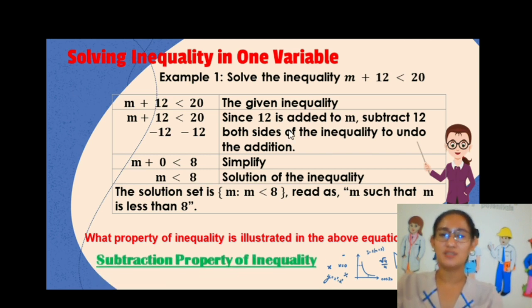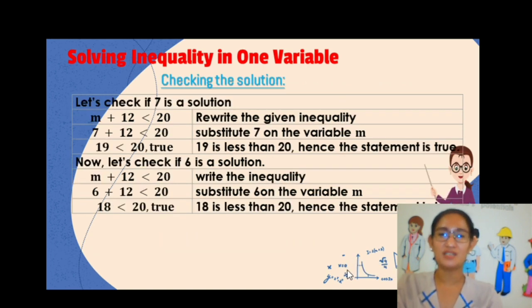Very good. Subtraction property of inequality. Let's check our solution. First, we write the given inequality: m plus 12 is less than 20. Substitute 7 on the variable m, which gives us 7 plus 12 is less than 20. Now we have 19 is less than 20. Hence, the statement is true.